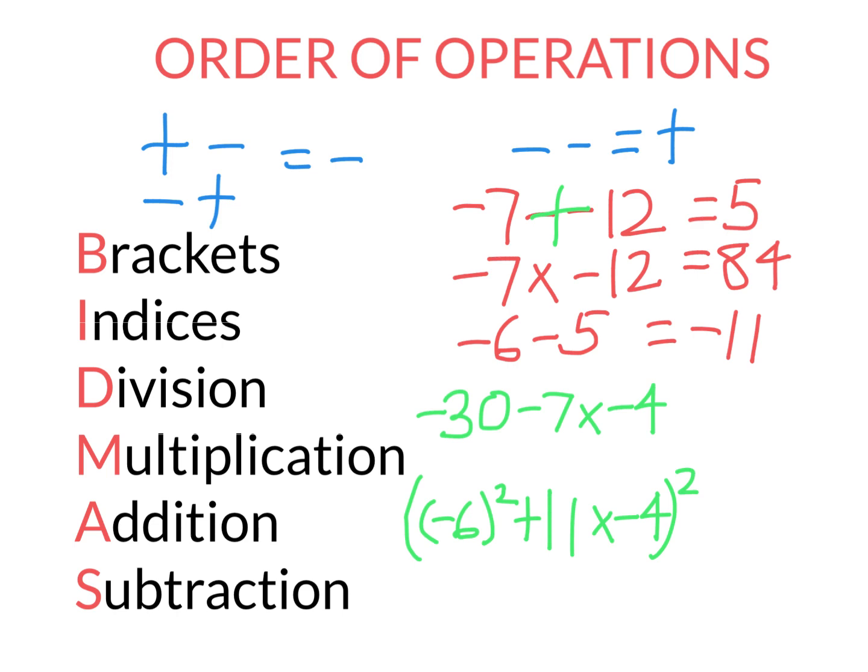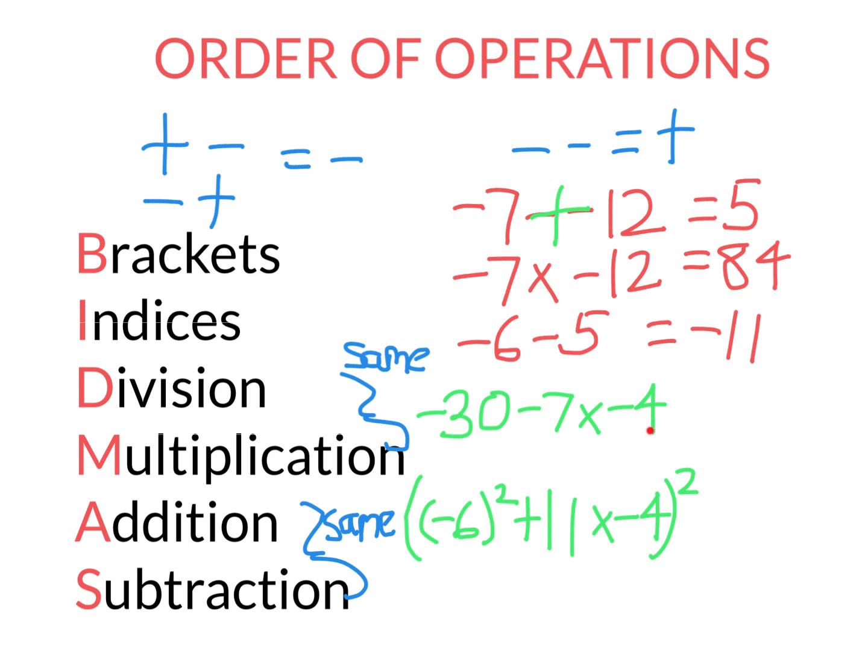So to be clear, we all follow this acronym here, BIDMAS. So you do anything in the brackets first, then you do the indices next. So indices means raising to a power. You deal with any powers next. Now division and multiplication are actually the same rank. So what that means is that you do whichever comes first, left to right. It doesn't mean you always do division first. Now similarly, for addition and subtraction, they are the same rank. You do whichever occurs first from left to right.